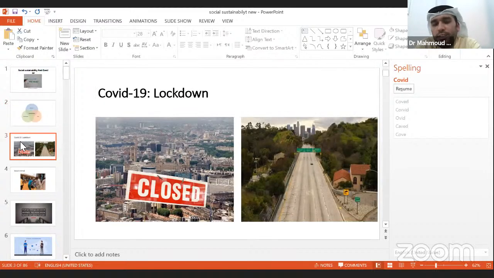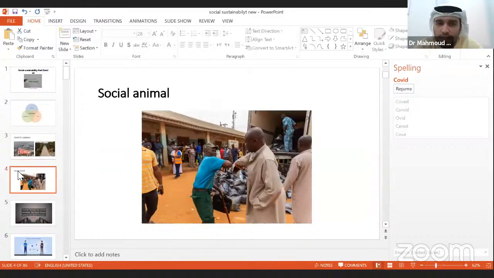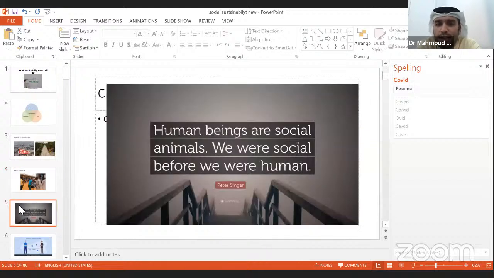When the lockdown took place for a few months, a lot of roads, offices, and malls were closed. This lockdown reminded us of something called the social animal as a human being. It awakened the social element within us. There is a quote by Peter Singer. He says, human beings are social animals. We were social before we were human. And a lot of research focusing on the social side sees social sustainability as the most effective when it comes to well-being and happiness.